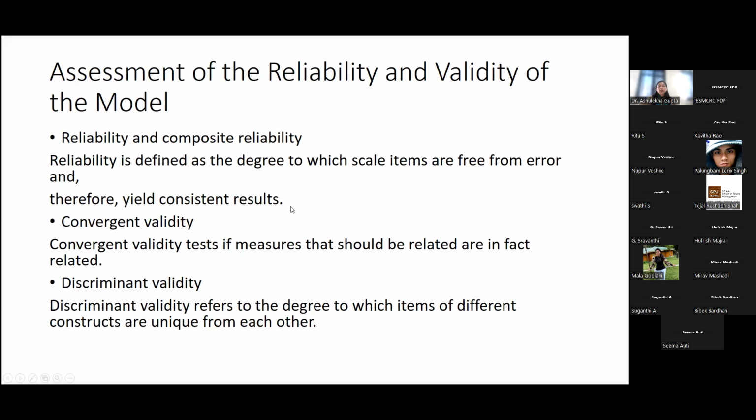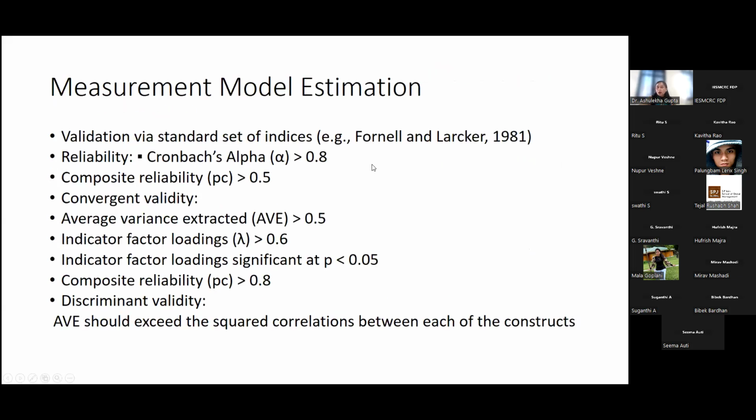across your measurement. Come to the measurement model. This is my last slide of my presentation. So here is validation via a standard set of indices.